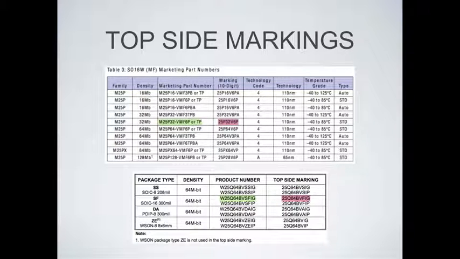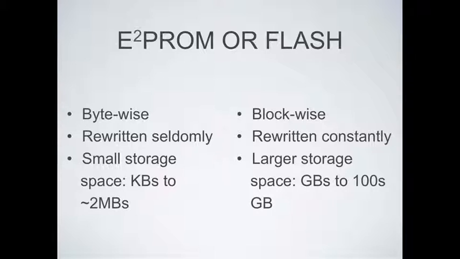So what are the differences between EEPROM and flash? The good thing about EEPROM is that you can access the data byte-wise, whereas with flash, it's block-wise. You have to read a block at a time. EEPROM is seldom rewritten because you essentially have to pull the chip out, erase it, and put it back in. It's not something you want to do on the fly. Whereas flash can stay in circuit, and you can rewrite it at the same time: erase it, write it, read it, however you want to maintain your data inside of flash.